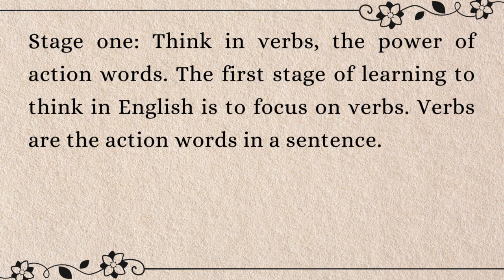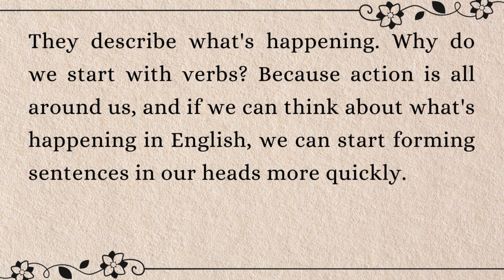The first stage of learning to think in English is to focus on verbs. Verbs are the action words in a sentence. They describe what's happening. Why do we start with verbs? Because action is all around us. And if we can think about what's happening in English, we can start forming sentences in our heads more quickly.